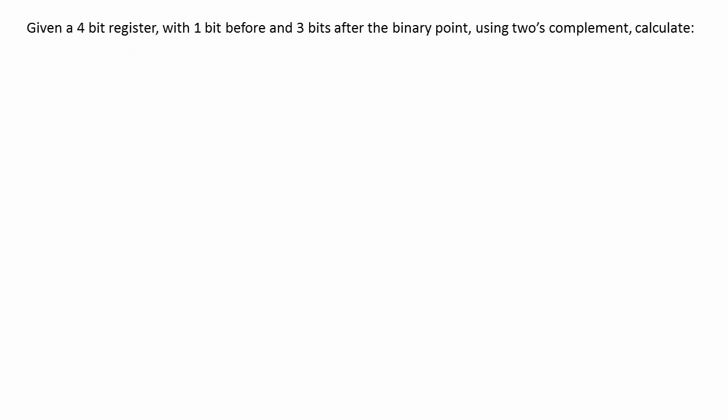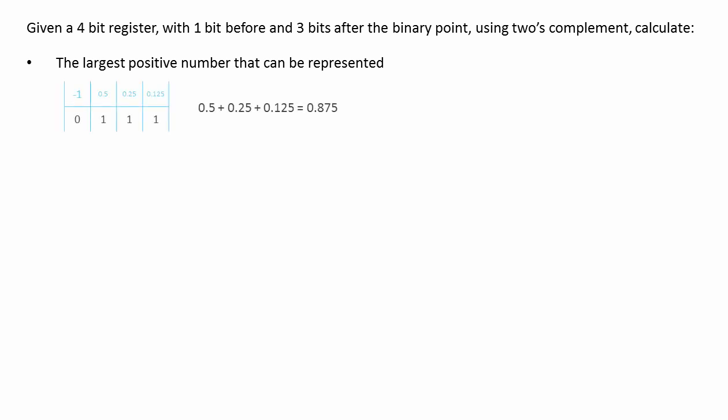Let's quickly consider some special cases to finish off with. This time we have a 4-bit register with 1 bit before the fixed binary point and 3 bits after it. Of course, there's probably no such processor, but it's the principle that matters here. The largest possible positive number that can be represented is 0.875. Notice that we have a 1 under every place value except the negative place value.